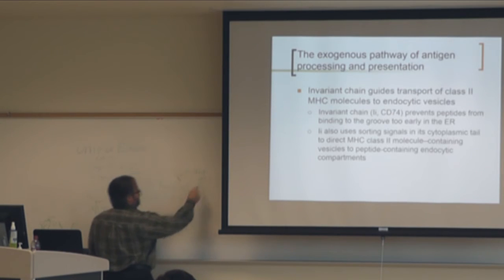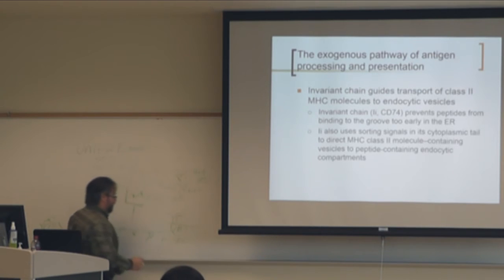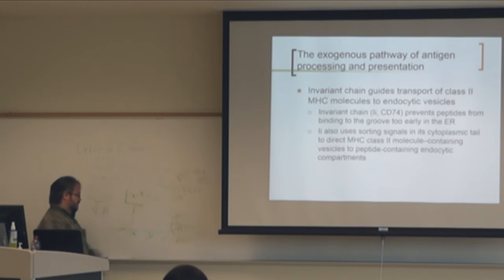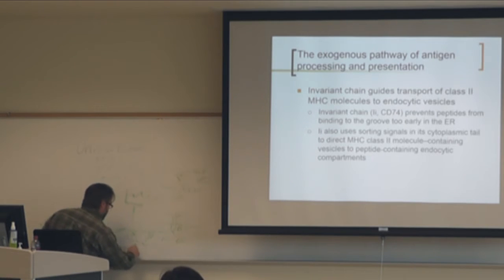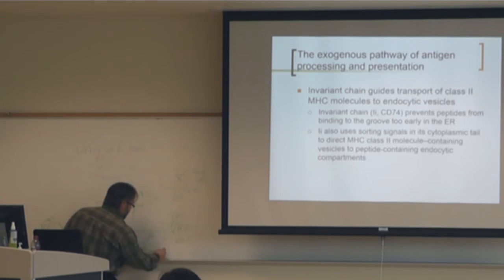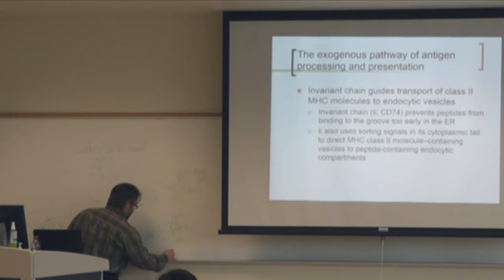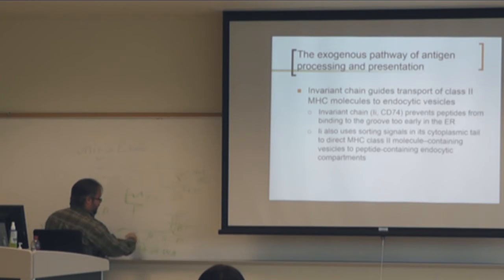HLA-DM. DM is another molecule that is also going to be expressed. For example, this alpha and beta could be HLA, and the specific gene could be HLA-DR. DR is one of our alleles. We all have at least two HLA-DR, so like I might be DR04 and DR1, or 01. So I have these DR genes.